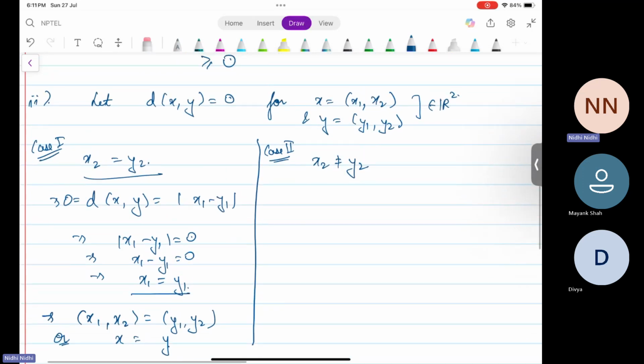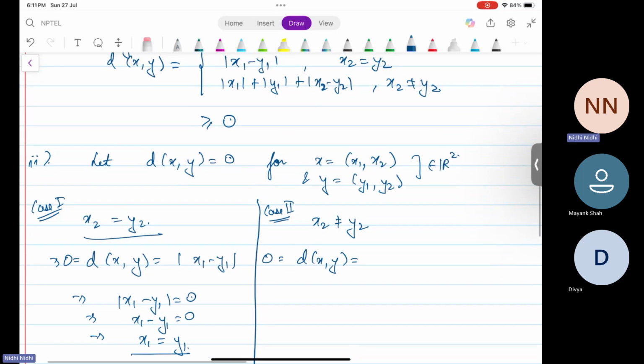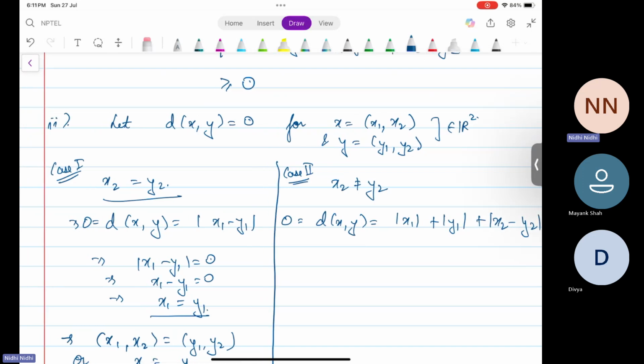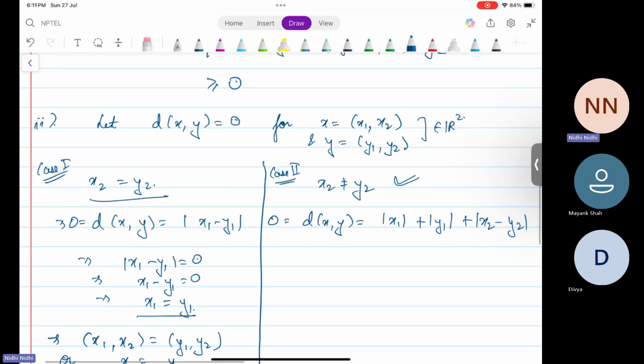In this case, we have 0 is equal to dxy, and by definition, this dxy is equal to mod x1 plus mod y1 plus mod x2 minus y2. So basically, we want to show that this forms a metric. In that case, we should have dxy is equal to 0 if and only if x is equal to y. Now, if this case happens, that means that x cannot be equal to y. So eventually, we need to show that somehow this case is impossible. I mean, this case is absurd, something like that.